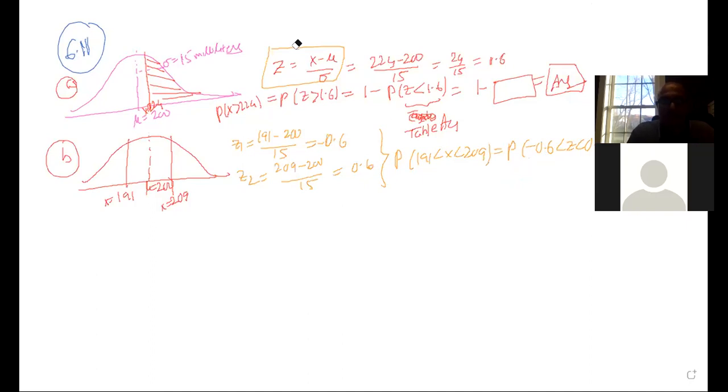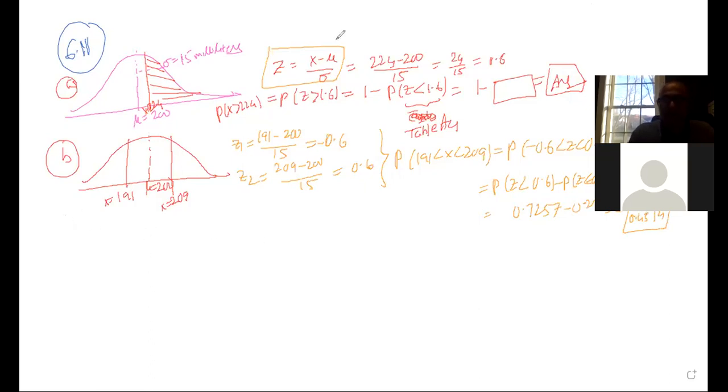Okay, so that is equal to probability of z is less than 0.6 minus probability of z is less than negative 0.6. And that is equal, if you plug in, 0.7257 minus 0.2743, and subtract this one, whatever the number you're going to get, that is your 0.4514. Yes, that is your answer.